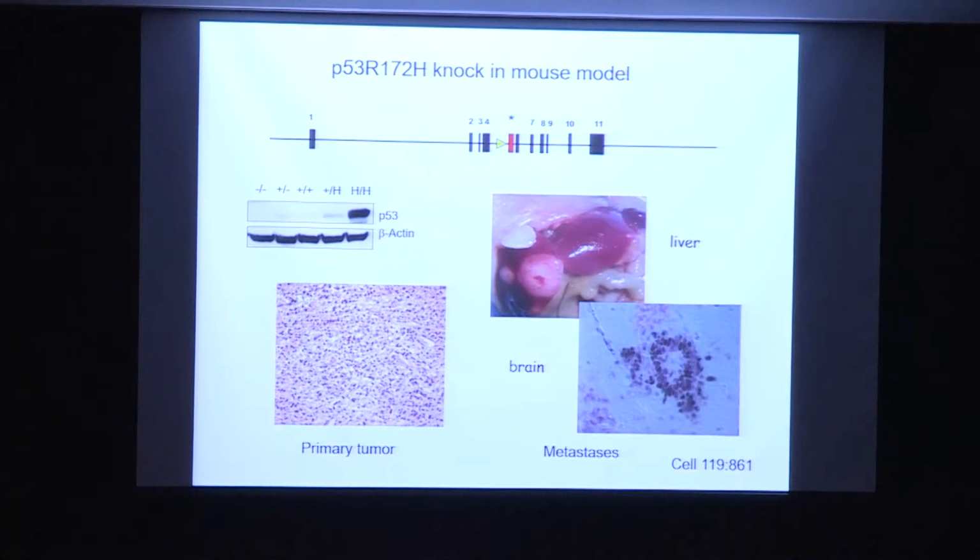The most fascinating aspect of this mouse is it had a highly metastatic phenotype. So here, for example, is a tumor, and it is stained with the p53 antibody, and you have a lot of p53 mutant protein in this tumor. And here you have this huge metastatic lesion on the liver, and this is a lesion in the brain that again has been stained with the p53 antibody.